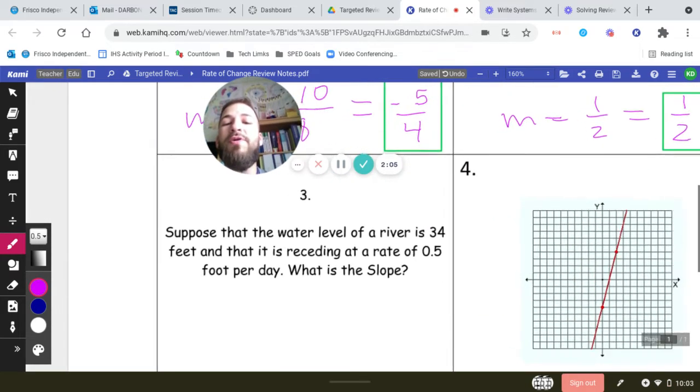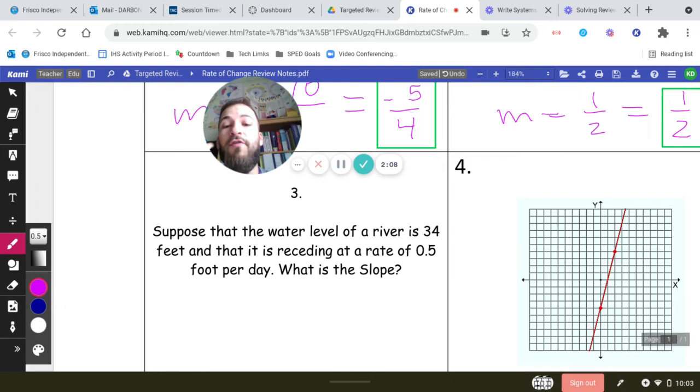All right, number 3, suppose that the water level of a river is 34 feet and that it is receding at a rate of 0.5 foot, should be feet, per day. Okay, so remember, rate of change and slope are the same thing. So my rate would just be 0.5. Okay, so you're just pulling it straight out of a word problem.